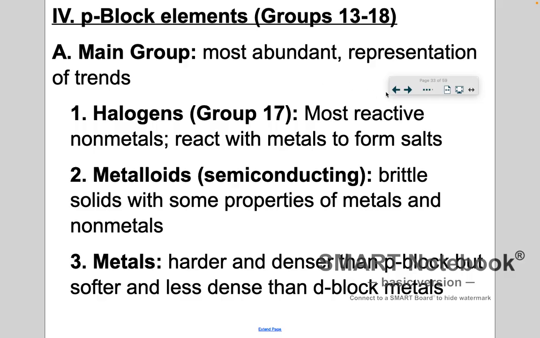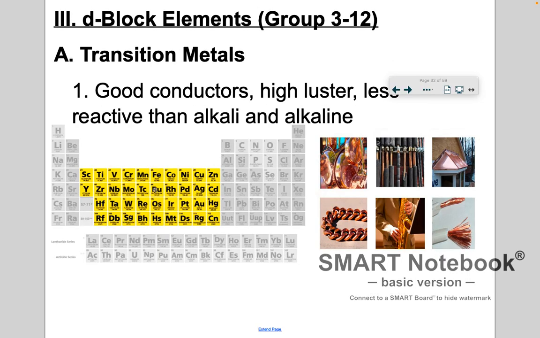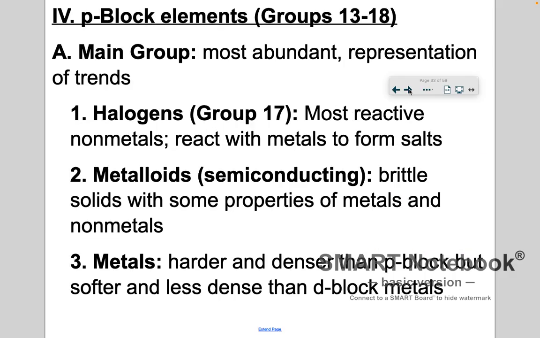P block elements are groups 13 through 18. So this is my D block, and now these are my P block. So 13 through 18 for the groups. These guys are considered main group elements. They are the most abundant. They represent the trends very well, which we'll dive into shortly.